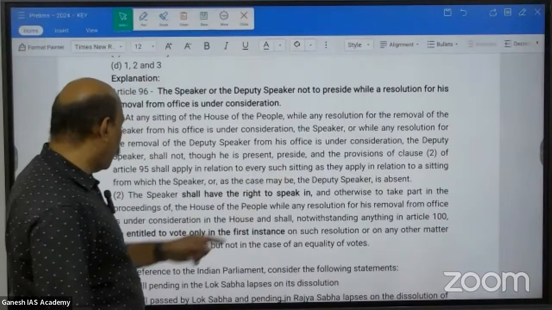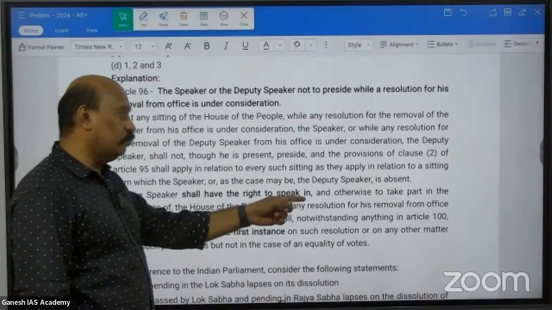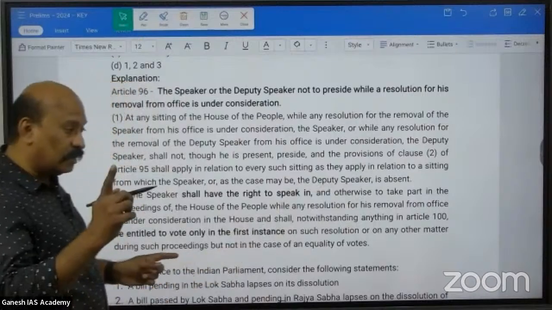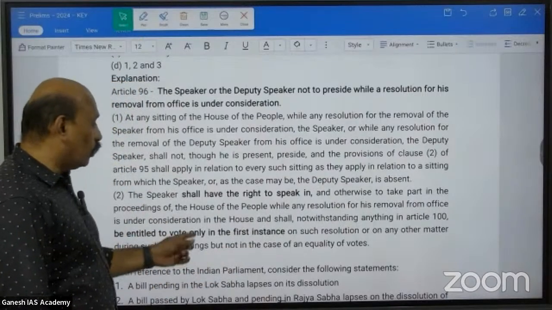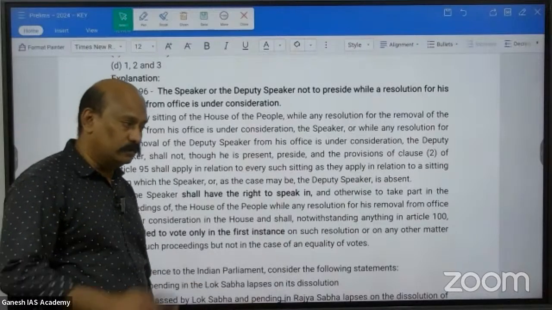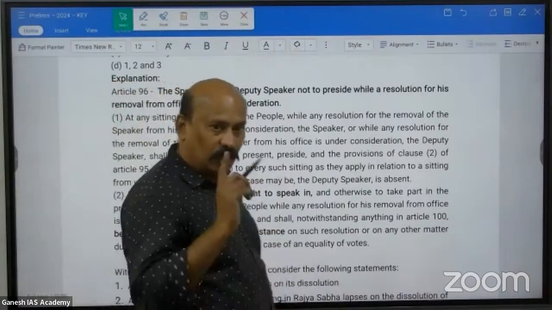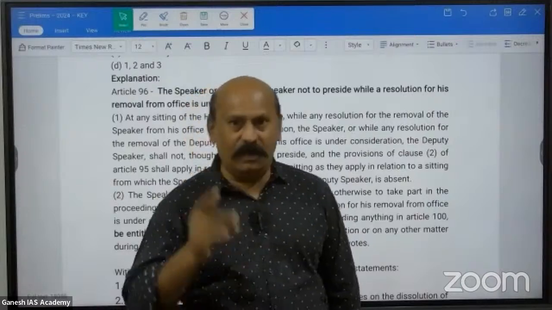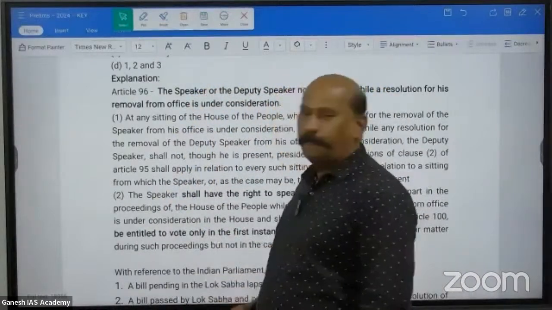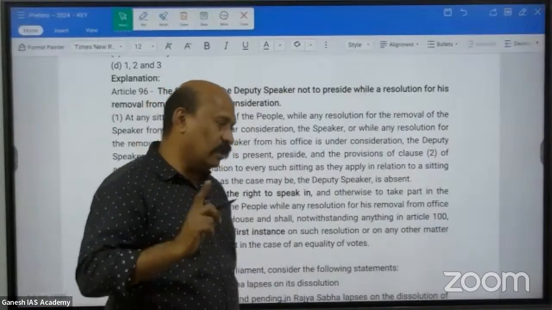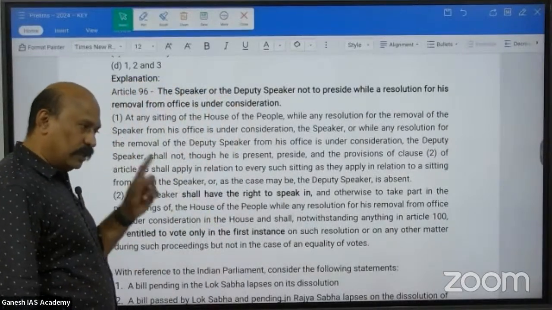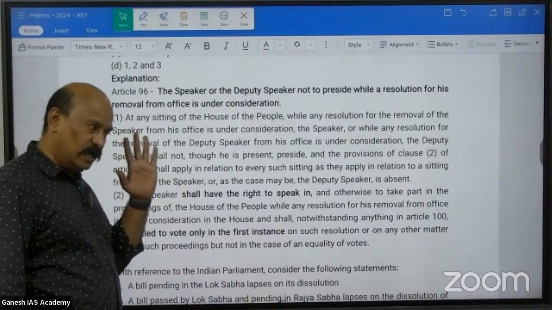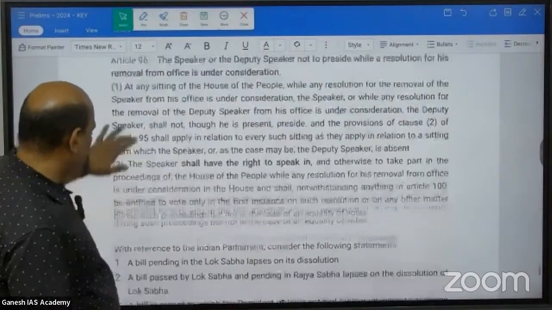in and otherwise to take part in the proceedings of the House of the People while any resolution for his removal from office is under consideration in the House, and shall, notwithstanding anything in Article 100, be entitled to vote only in the first instance. There is no casting vote. Article 100 says that in normal proceedings, the Speaker doesn't vote in the first instance, and when there is a tie, he will exercise his casting vote. Whereas here, he can only vote in the first instance. He cannot exercise his casting vote. So both statements 2 and 3 are wrong according to Article 96, and only statement 1 is correct. Fine. Next question.